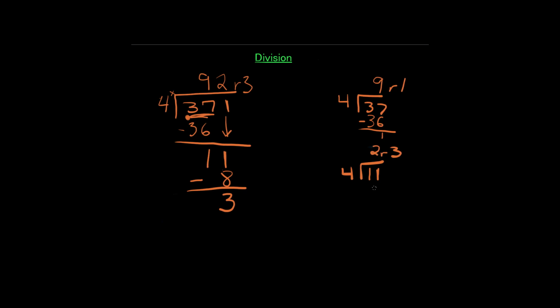Once again, 4 times 2 is 8. We subtracted and got that 3. So there's where our 2, remainder 3 is. Now we're going to have our quotient 2. And since there's no more numbers, we're going to use that remainder. So if you look here, 9, 2, remainder 3, and the other method also gives 92, remainder 3. So either way you can use.